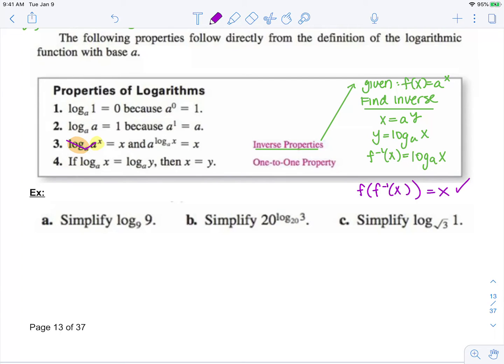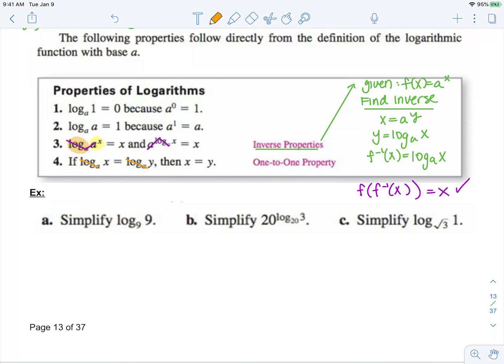The same is true of a to the log base a of x. They should cancel out and leave x. And then number 4 is pretty straightforward. If you have a log equal to a log, you can basically ignore those logs and know that what's inside of them is equal.